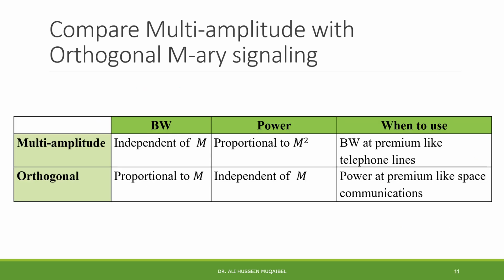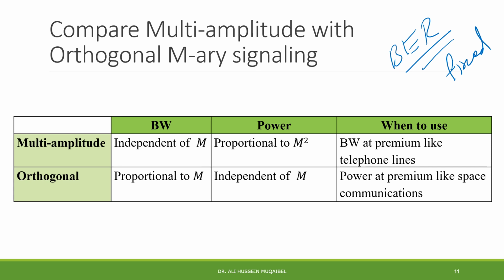Now we conclude with the following table, which compares multi-amplitude with orthogonal M-ary signaling in principle. For multi-amplitude, the bandwidth is independent of M, because amplitude does not change the bandwidth. However, the power is proportional to M squared. For the orthogonal case, the bandwidth is proportional to M, if you want to keep the probability of error fixed, and the power is independent of M. In this table, we assume that we're trying to fix the probability of error, so this is why it's not shown in the table.